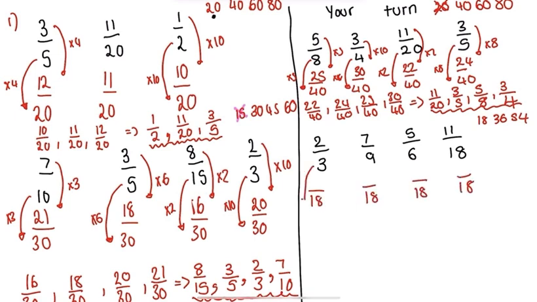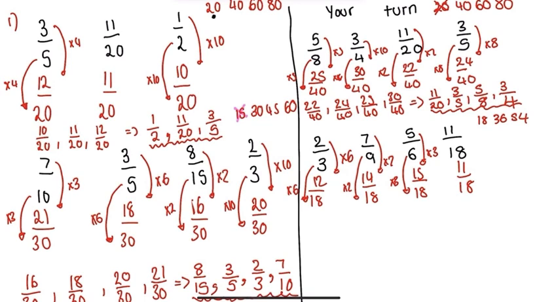So making them all equivalent, we're going to times by 6 here, so times by 6 on the top. Here we just need to times by 2, so we'd get 14 on the top. Here we need to times by 3, so we'd get 15 on the top, and then that one would just stay the same. So now ordering them, we've got 11/18, 12/18, 14/18, and the last one there is 15.